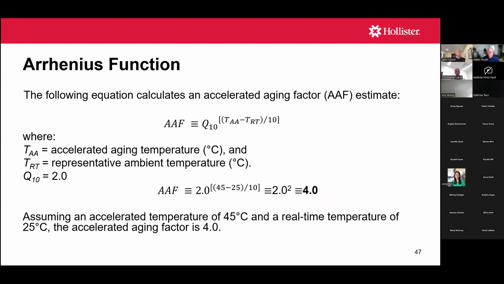We use accelerated aging at 45 degrees C, real time at 25. This allows us to use, conservatively, an accelerated aging factor of 4. So for this catheter product, if we age 6 months at 45 degrees C, that's the equivalent of 24 months at real time.